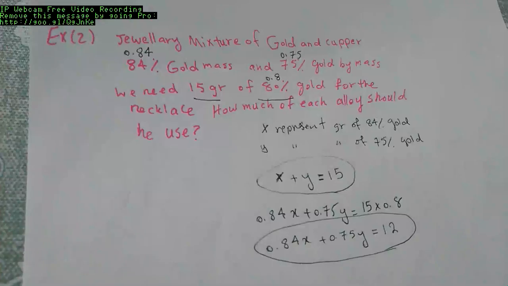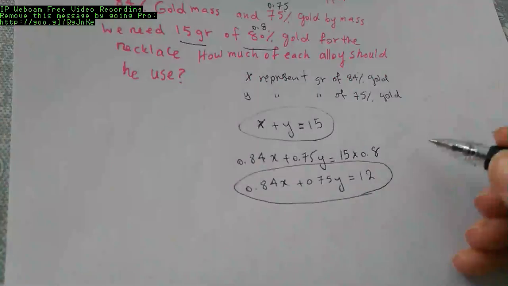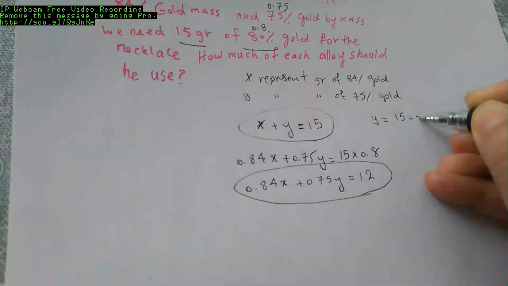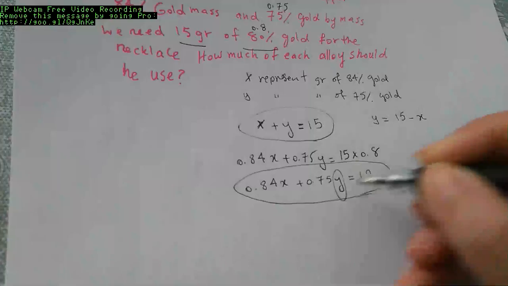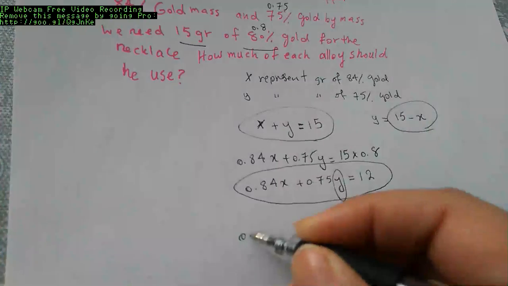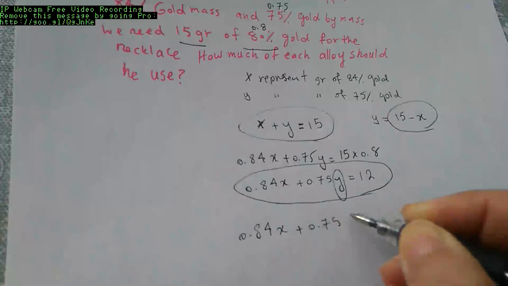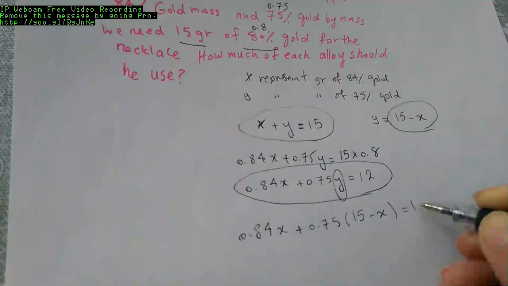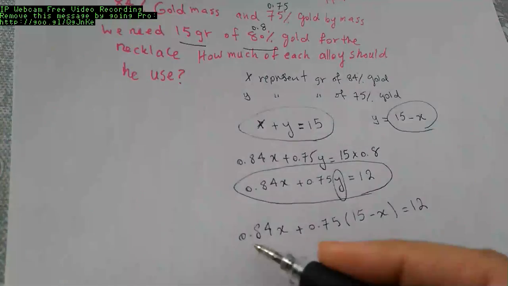Again, substitution is a good method here if you want to use it. You can rearrange for y here. Y is equal to 15 minus x. Then instead of y here, you substitute 15 minus x. 0.84x plus 0.75 times 15 minus x is equal to 12. I want to simplify.